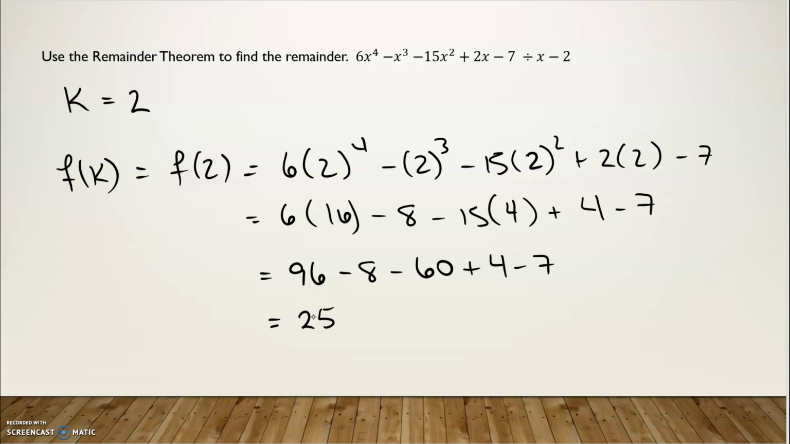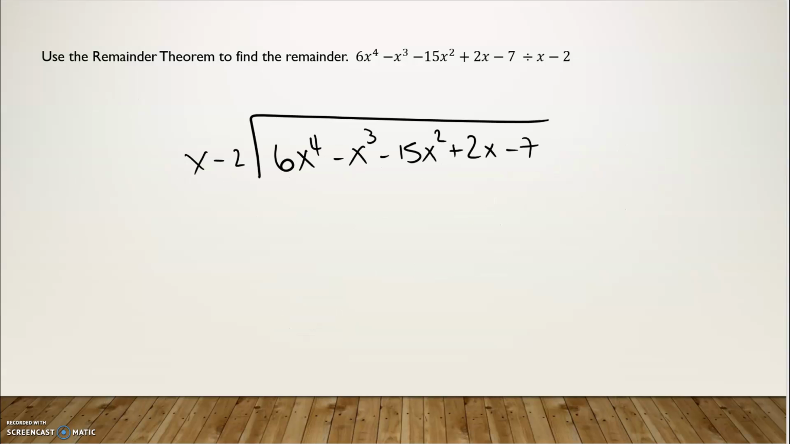So that means the remainder, when you divide this by this, will be 25. Now let's go back and check if it actually is 25, to see if this works. I'm going to use long division. I need to get these two to be the exact same, so that's going to be 6x cubed. That will be negative 12x cubed and 6x raised to the 4. Change your signs, it goes away.